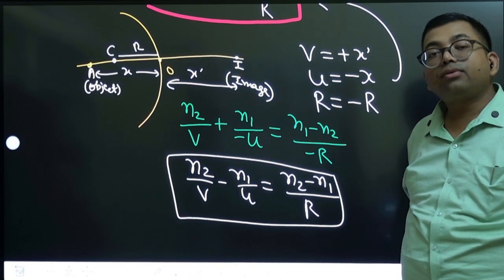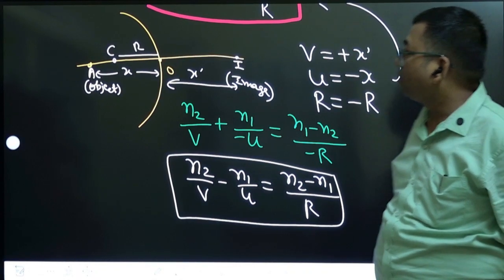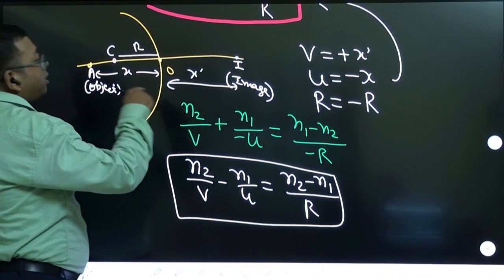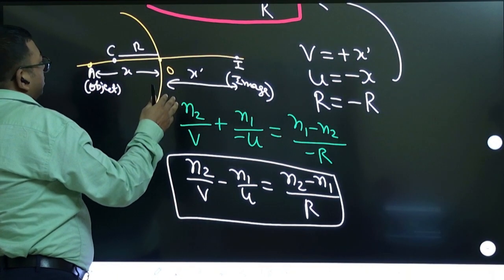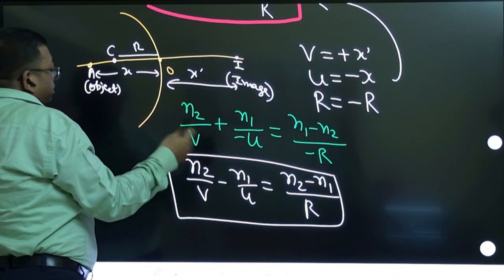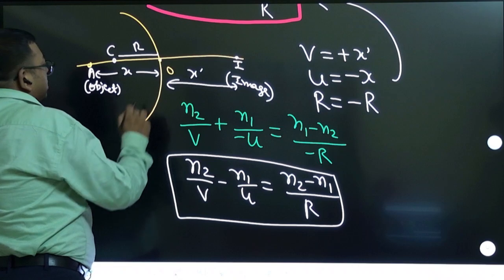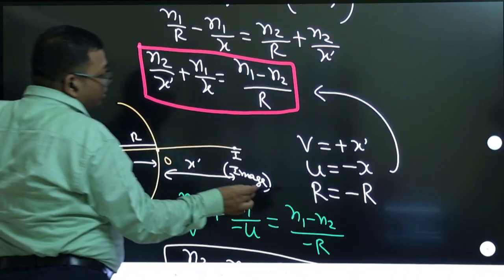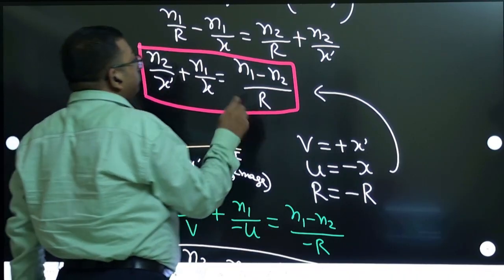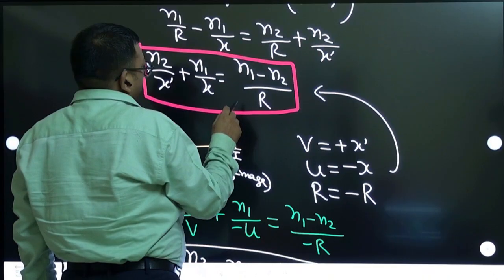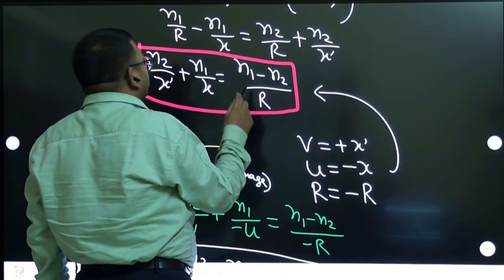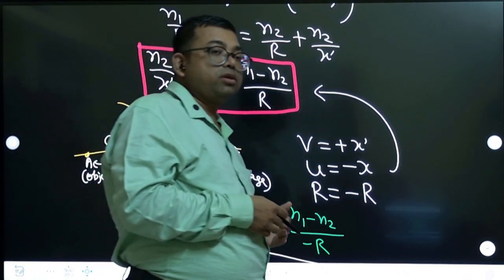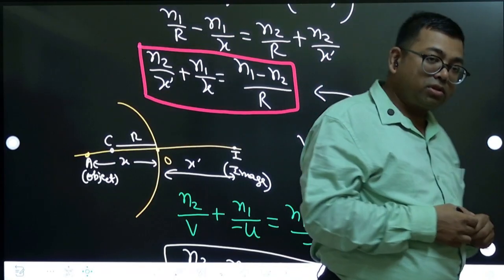For that, again you think: suppose I take the surface as convex, then r will remain positive. But then you will be substituting the x axis the same way. So the only thing is r will be positive. If r becomes positive, then this formula will become n1 minus n2 by that. Yes, things can change, but the raw formula should not change.